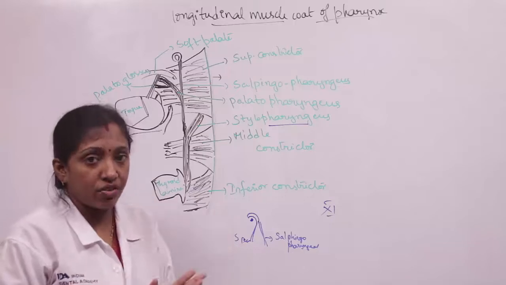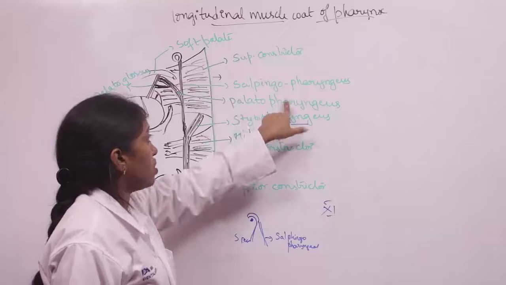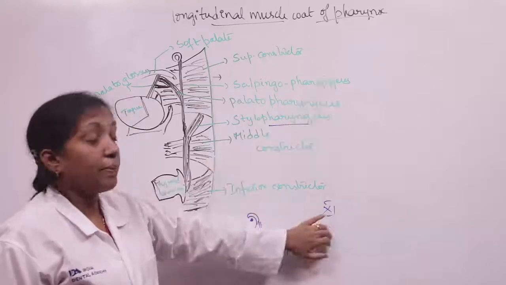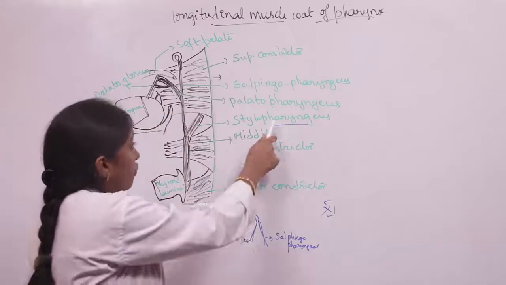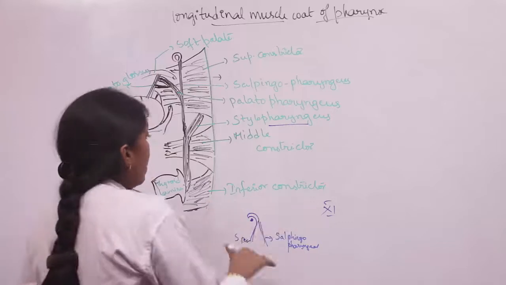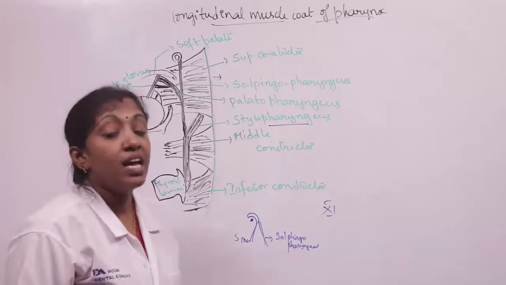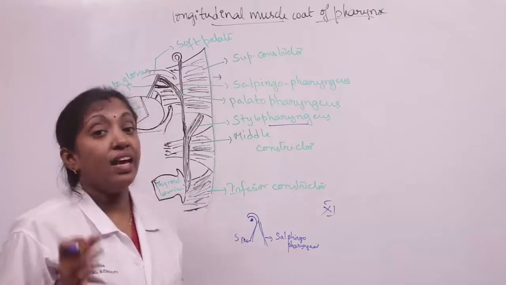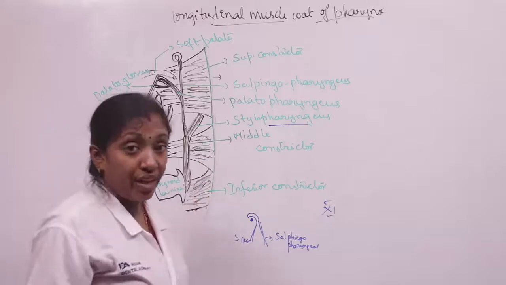The remaining three constrictors and the remaining two pharyngeus muscles, that is palatopharyngeus and salpingopharyngeus, are supplied by the cranial part of the accessory nerve through the pharyngeal plexus, except stylopharyngeus, which is supplied by the glossopharyngeal nerve. Also, the inferior constrictor receives an additional nerve supply from the external laryngeal as well as the internal laryngeal nerves. So that's the motor nerve supply of the pharynx.